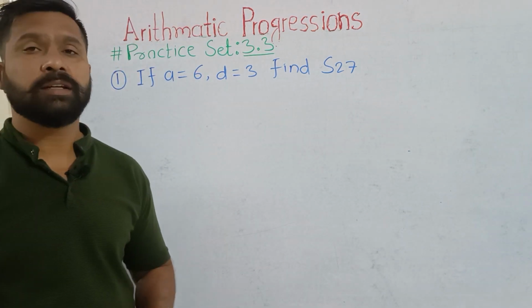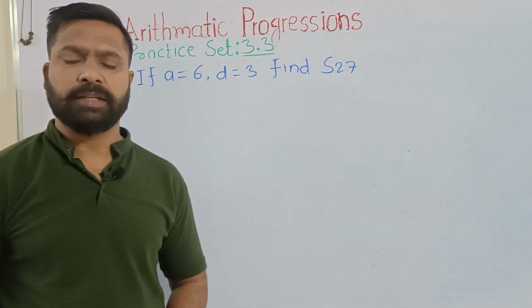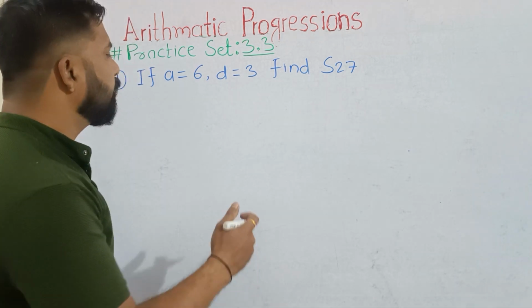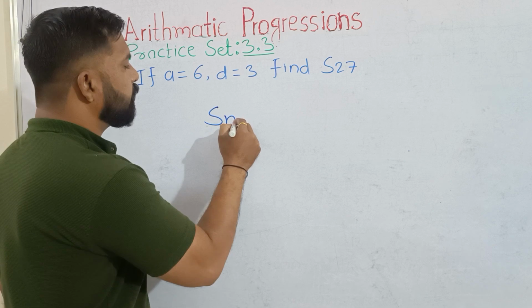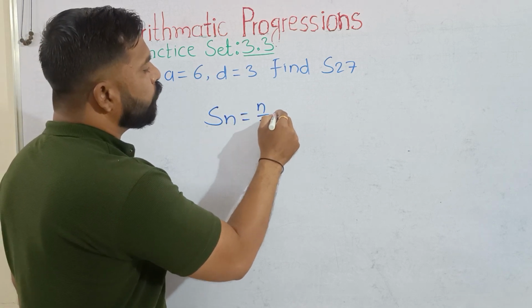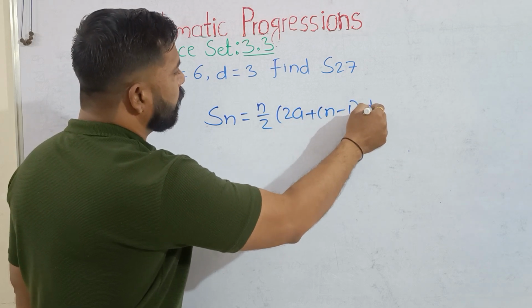Today we are going to see practice set 3.3 of arithmetic progressions. In 3.3 we are going to use the formula Sn. Sn, what is the formula? I will tell you. Sn is equal to n by 2 into 2a plus n minus 1 into d.